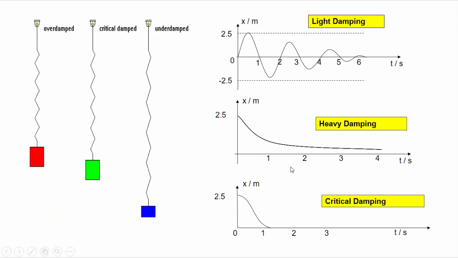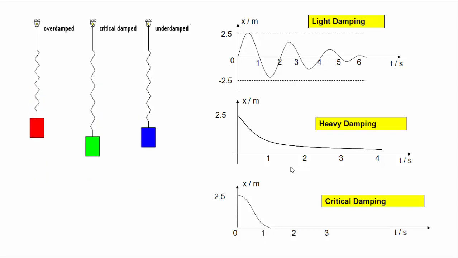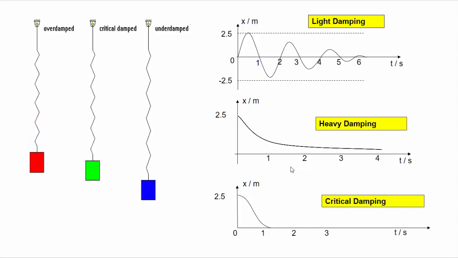Okay, in summary, these are the three cases of damping that we look at. The light damping, the one in blue. The critical damping is the one in green, which comes to the equilibrium in the shortest time. And then the heavy damping takes a long time to come to a stop.